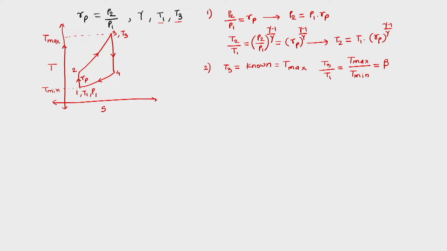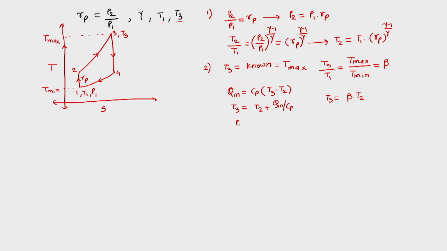There is one more quantity we might know, which is the amount of heat added, Qin. If Qin is known, we know the formula Qin is equal to Cp into (T3 minus T2). In that case, T3 is equal to T2 plus Qin upon Cp. This Qin is in kilojoule per kg. That is how we can know T3. Or if we know beta, then T3 is equal to beta into T2. So this is how we can find T3.